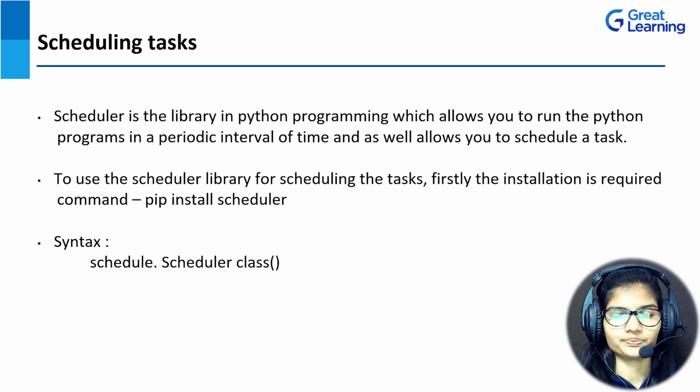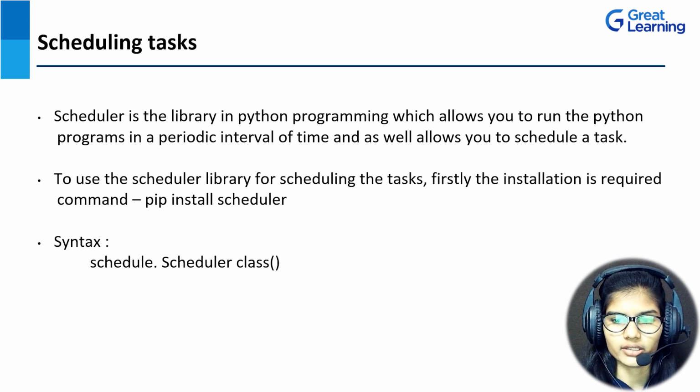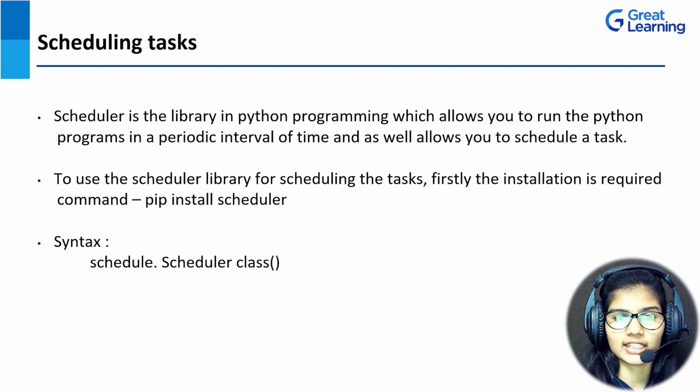Fine. Now, as I told you, scheduler is a library, so it needs to be installed. To use the scheduler library for scheduling tasks, firstly the installation is required. The command is pip install scheduler. I would again repeat, pip install is the same for all libraries. Whatever you want to install, this command remains the same. Only the library name differs. Here my library name is scheduler, so I am using that.